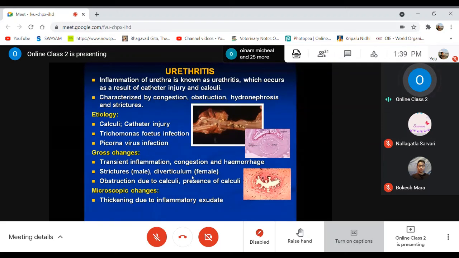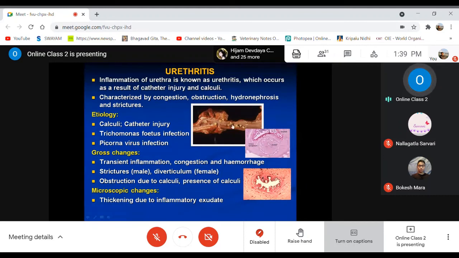Automatically there will be obstruction, and because of that, the kidneys, the renal pelvis may be highly distended and accumulate more quantity of water, what we call hydronephrosis. And then sometimes even strictures of the urethra may be there, right? So the etiological factors or causative agents are the presence of renal calculi, traumatic injury caused by using a catheter, and sometimes infections like Trichomonas fetus, then picornavirus infections and all.